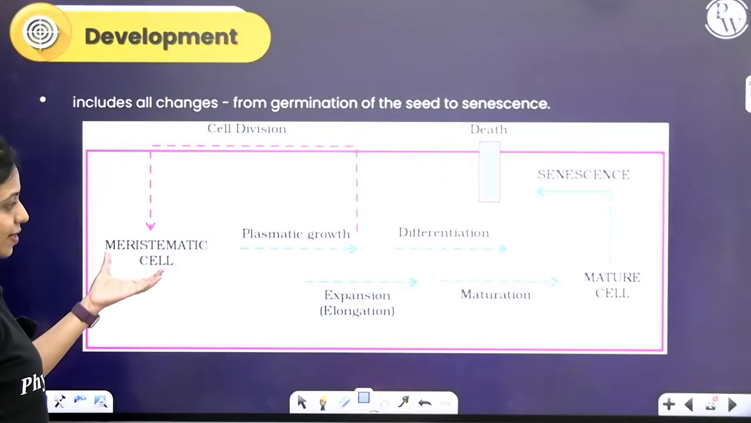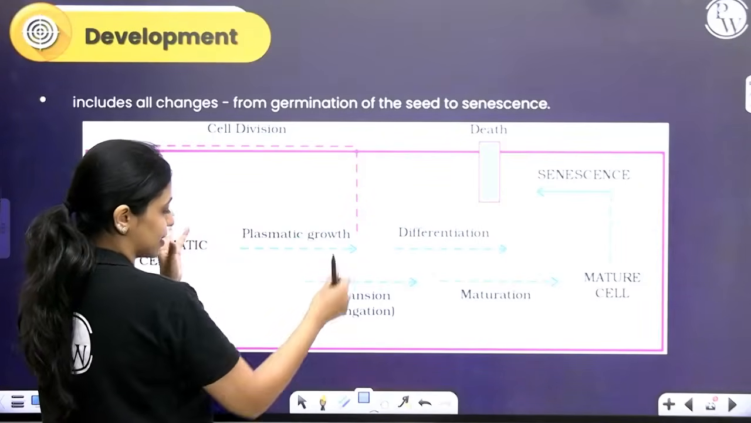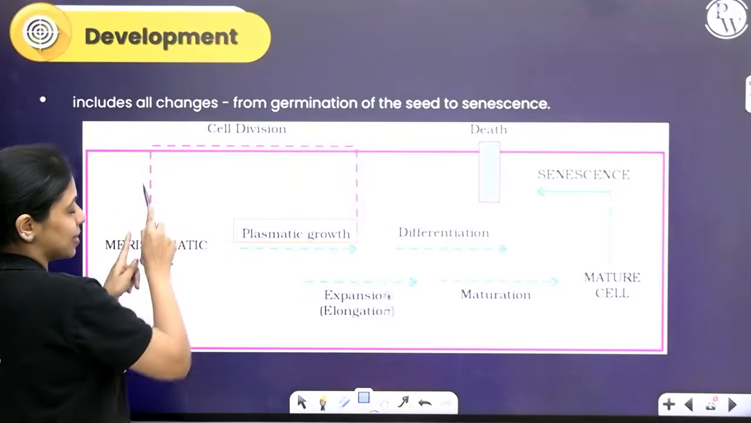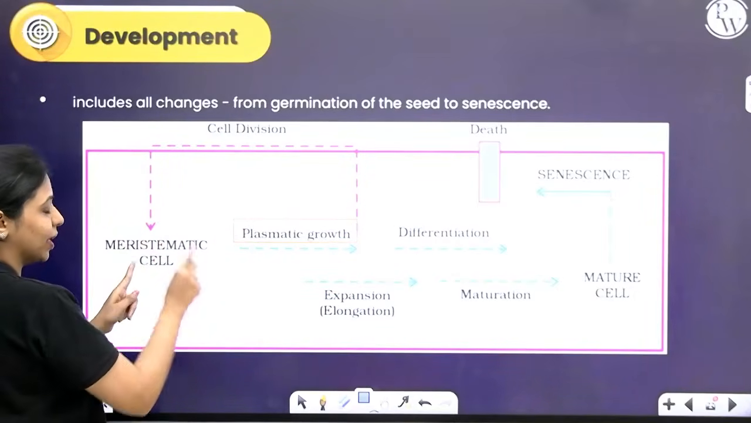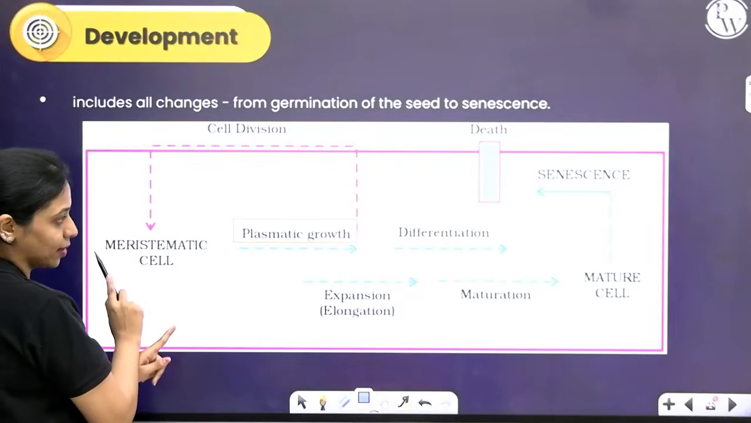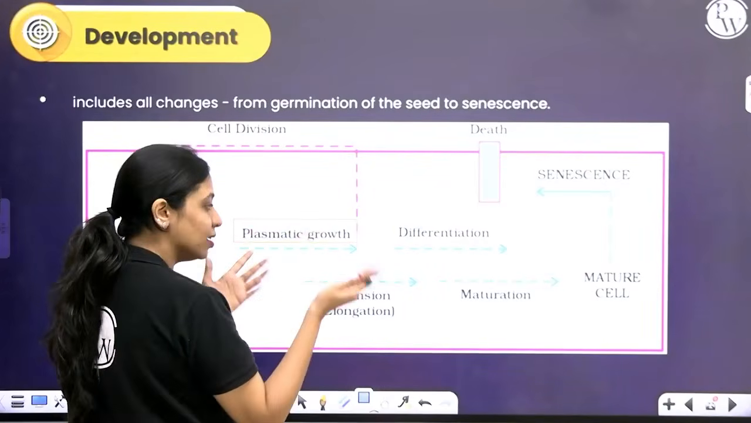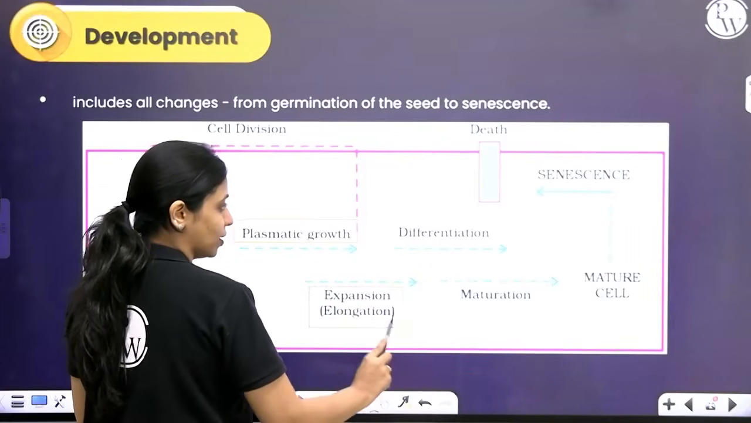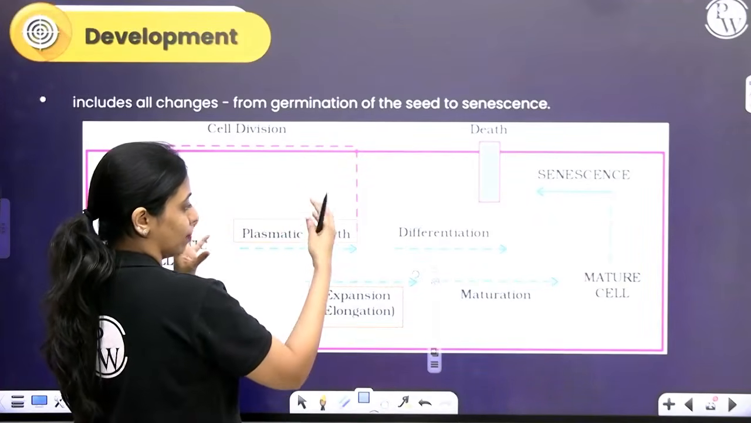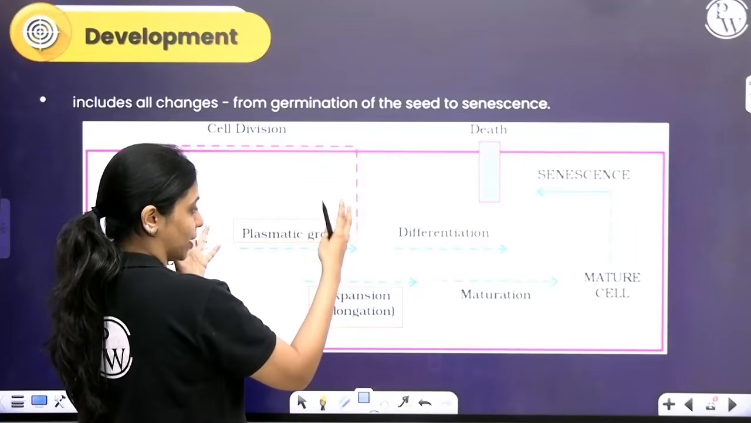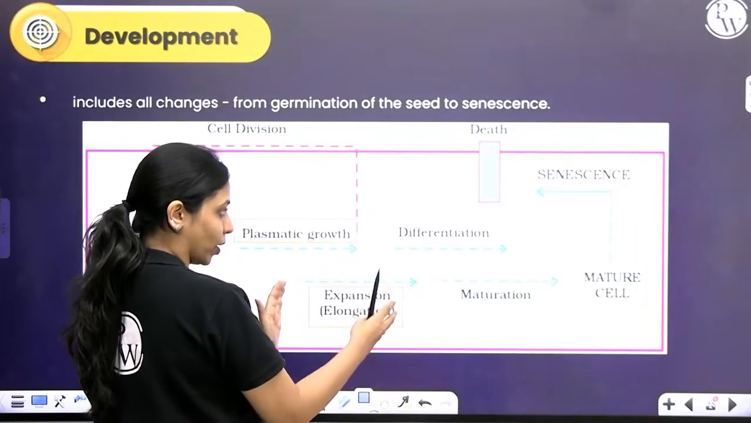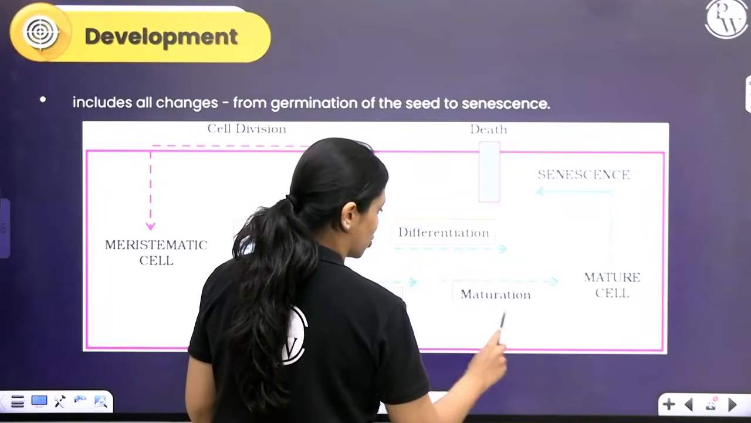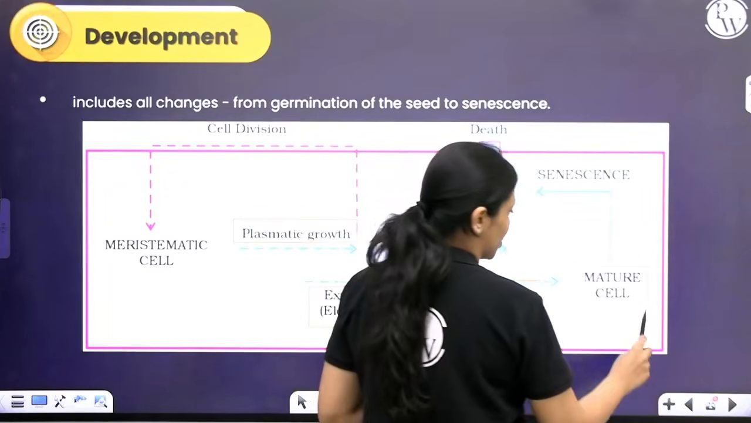Initially, you have meristematic cells. Meristematic cells increase in their size, plasma growth happens, and they undergo cell division. Some of these cells retain their ability to divide and stay meristematic. Some of these cells will undergo differentiation. They will also show elongation. First, there is an increase in growth of cytoplasm, plasmatic growth. As a result, they will elongate. Eventually, they will mature, get differentiated and become mature. Ultimately, they will become the mature cell.